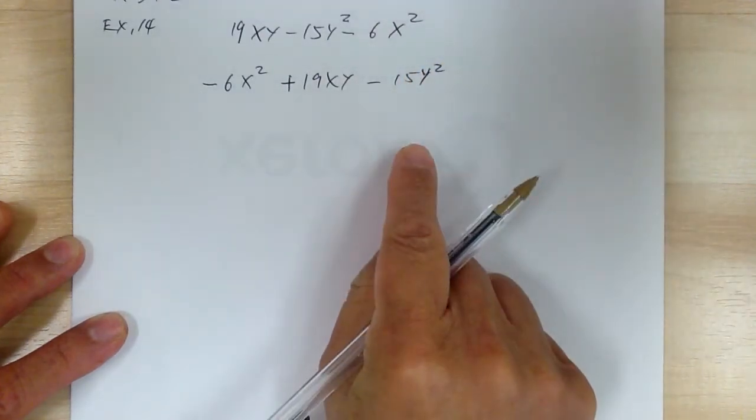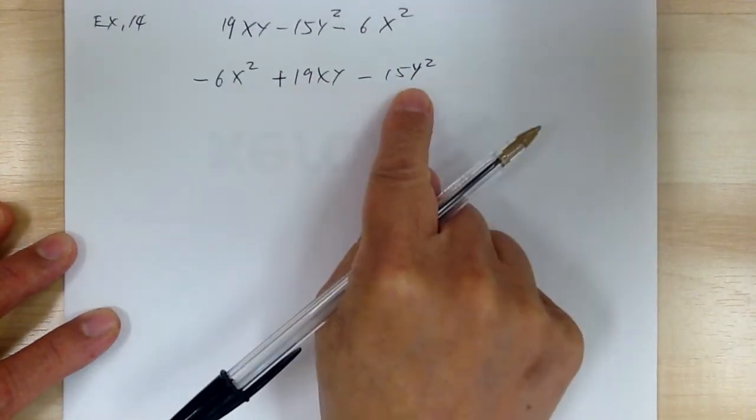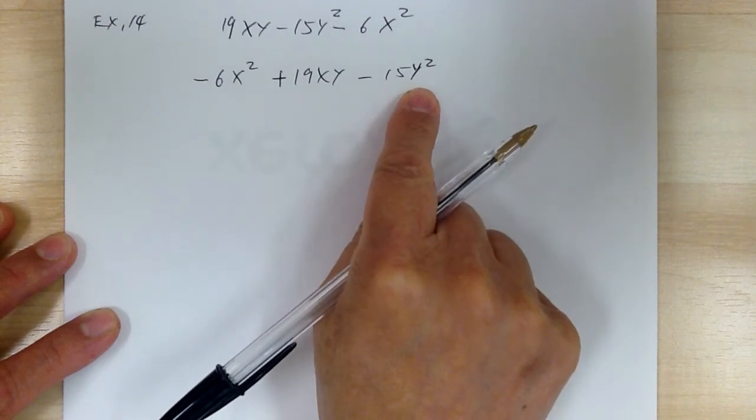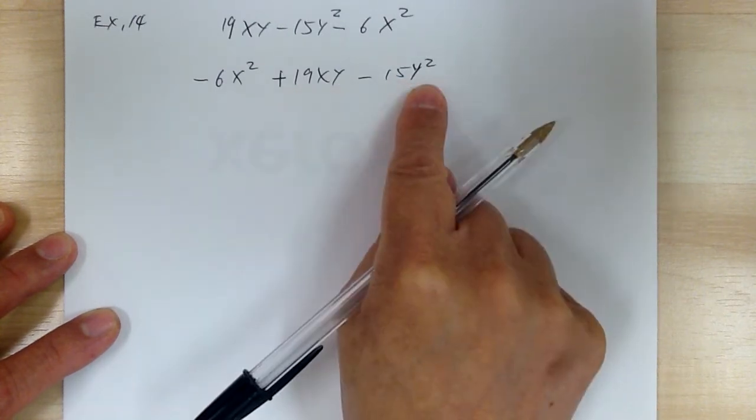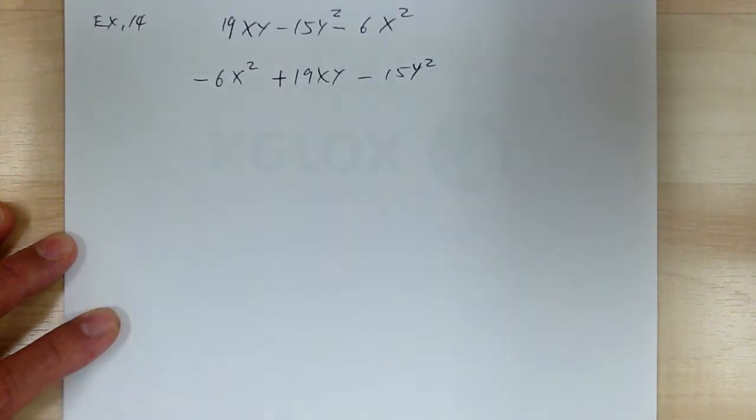You have to arrange it alphabetically, right? xy comes before yy, right? y squared is yy, so xy comes before the yy. So this is that. Okay, so step 1, common factor.